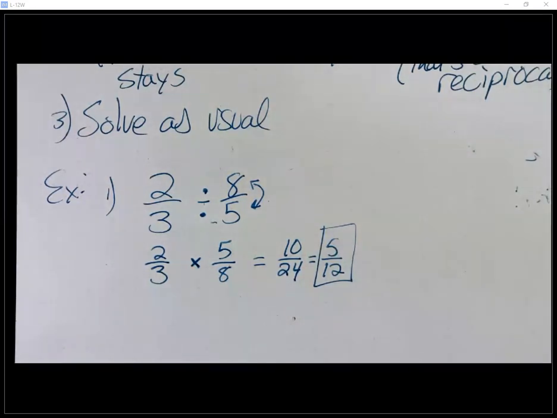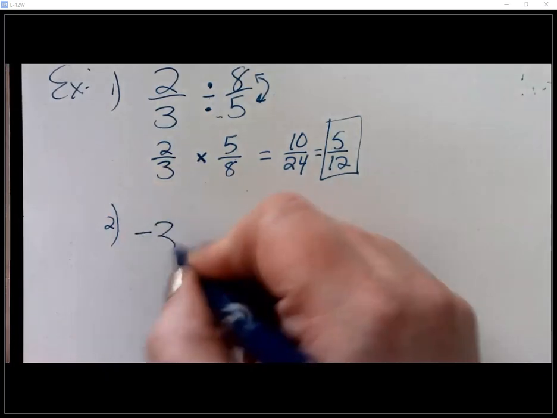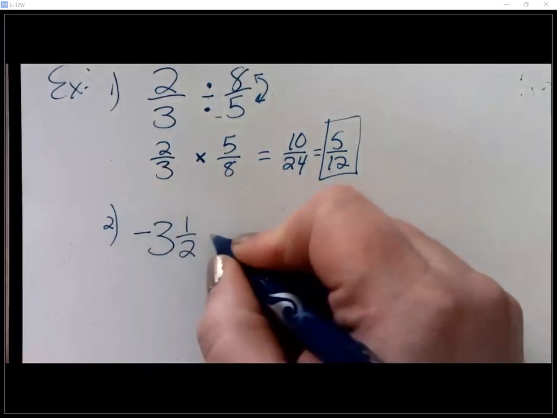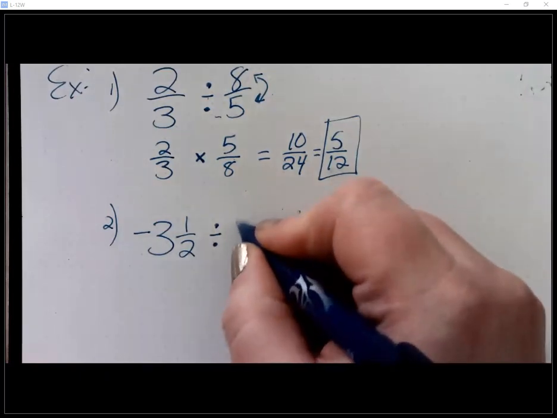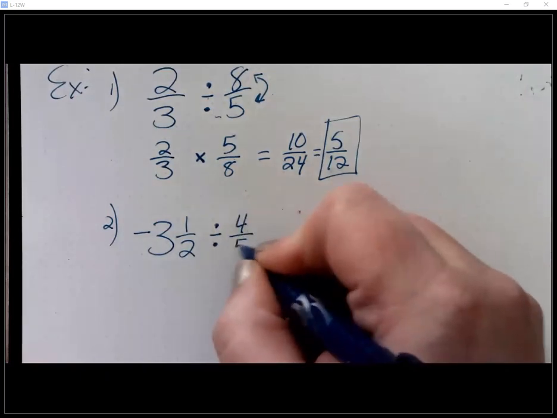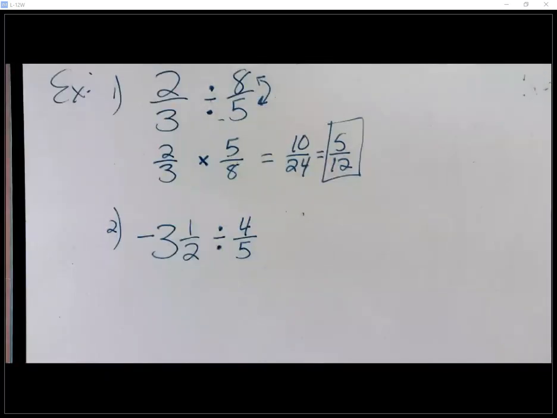So let's try a trickier one. Say we did -3.5, and we wanted to divide that by, I don't know, 4/5. So according to our rule, step 1, I got to change it to improper. What would that number be? -3.5. What is that when you go improper?